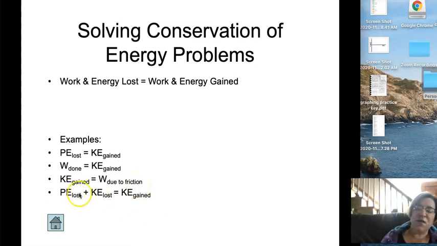And then finally, you could have a more complicated thing where maybe you have both PE and KE. Let's say you're at the top of a hill and someone gives you a push. As you go down that hill, the PE lost and the KE lost will turn into the KE gained. Okay, so that's a really complicated example.